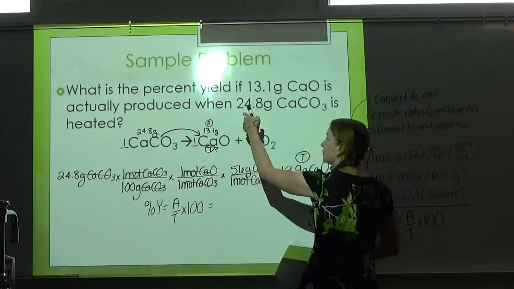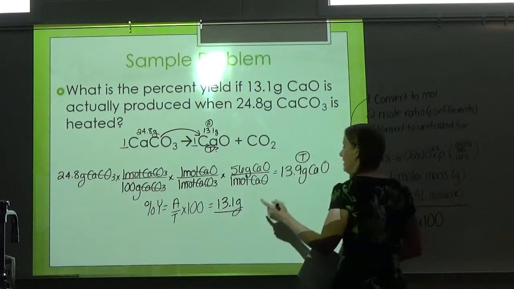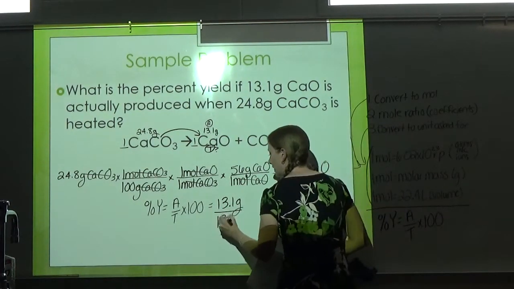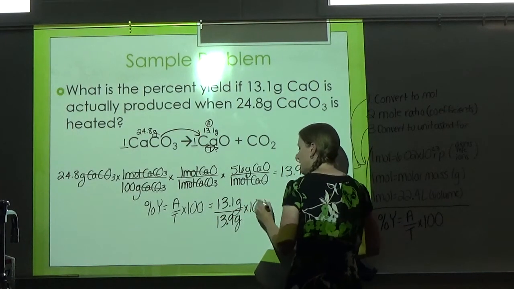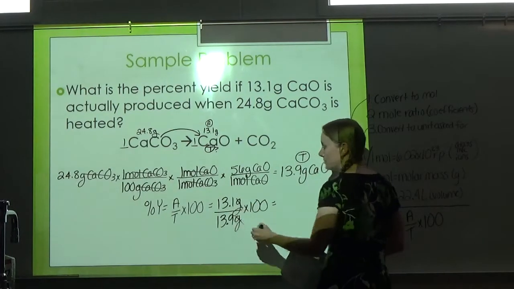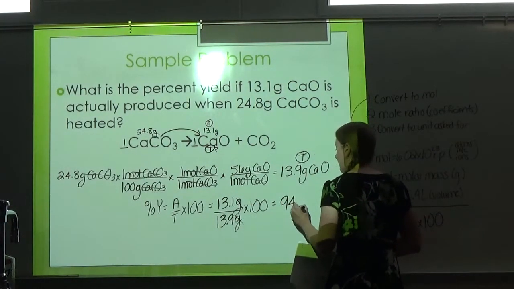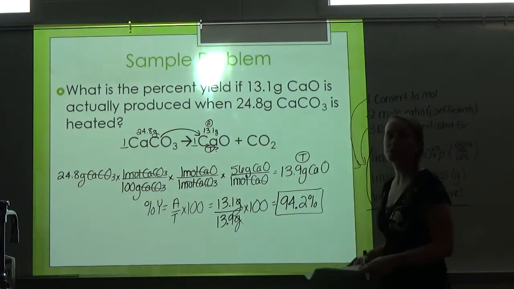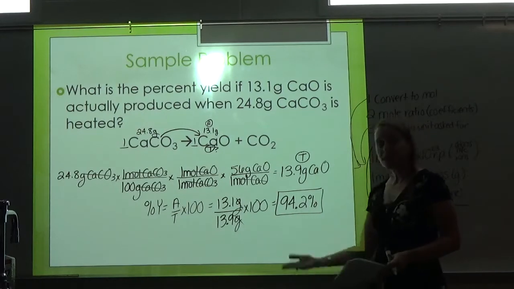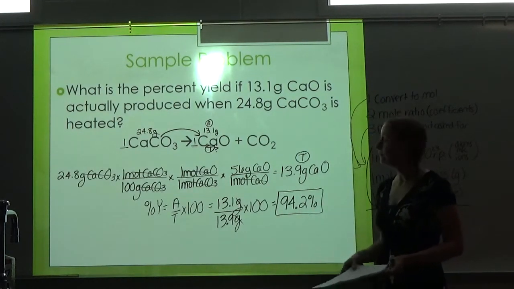So my actual is 13.1 grams. That's what was actually made in the lab. In theory, they should have been able to make 13.9 grams in a perfect scenario. And then times 100 to make it a percentage. Your grams cancel. And so once you solve, you should get about 94.2. And then your unit for percent yield is, of course, the percent sign. So percent composition, percent yield, all of those have the percent sign.